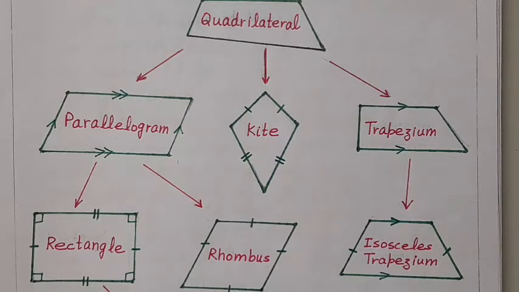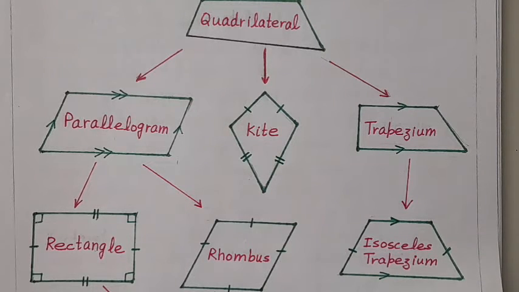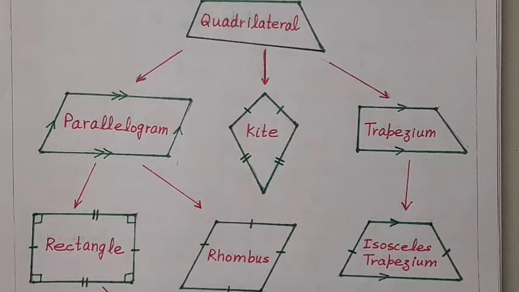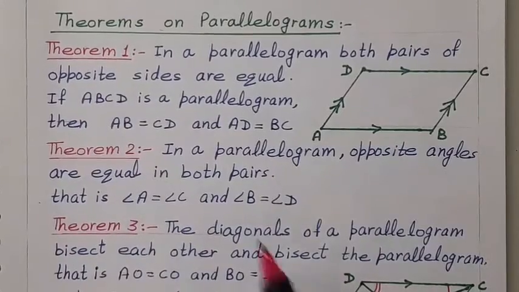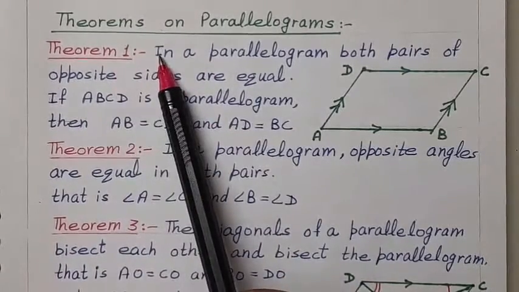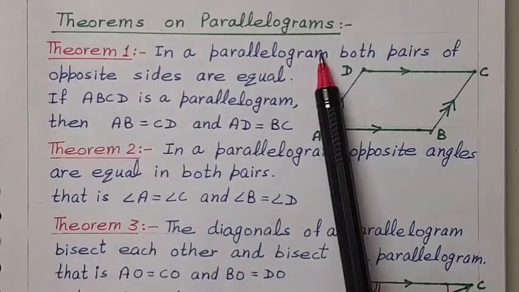Now students, continuing with the topic, let us discuss parallelogram and its properties. As you all know, a parallelogram includes rectangle, rhombus and square. Therefore, any result which is true for a parallelogram is also true for the others. Now students, we will discuss theorems on parallelograms.